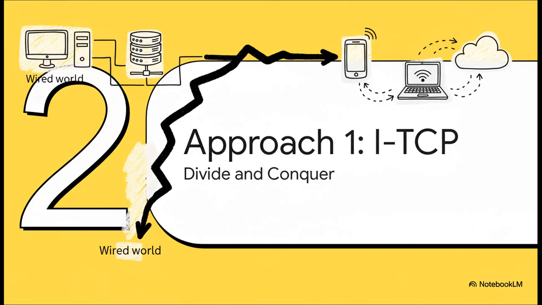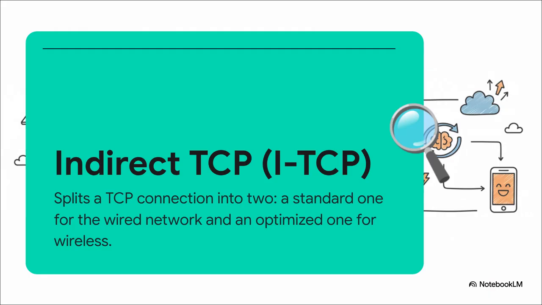First up to the plate, we have indirect TCP, or I-TCP. The easiest way to think about this one is as a divide-and-conquer strategy. It basically decides that the wired and wireless parts of the internet are so different, they shouldn't even be in the same connection. So the core idea here is to literally break one long connection into two completely separate ones. You've got your standard, happy TCP connection running over the stable, wired part of the internet. Then, right at the edge, a middleman takes over and starts a totally new, separate connection to your phone, one that's built specifically for the chaos of a wireless link.